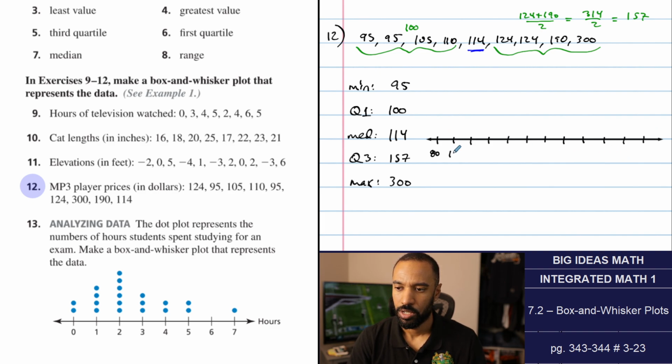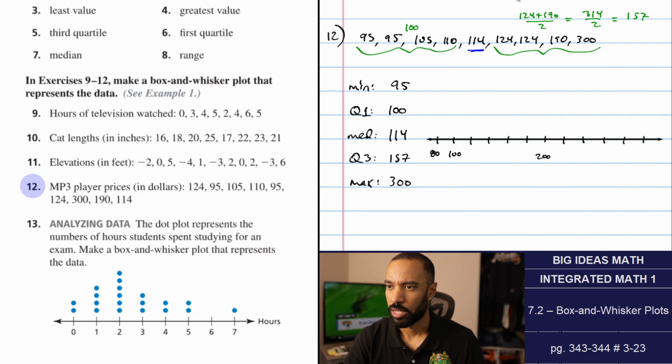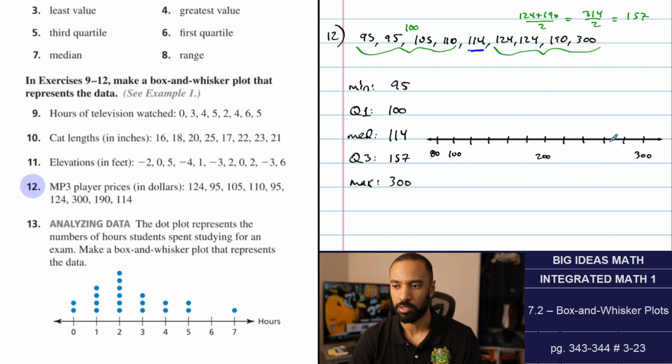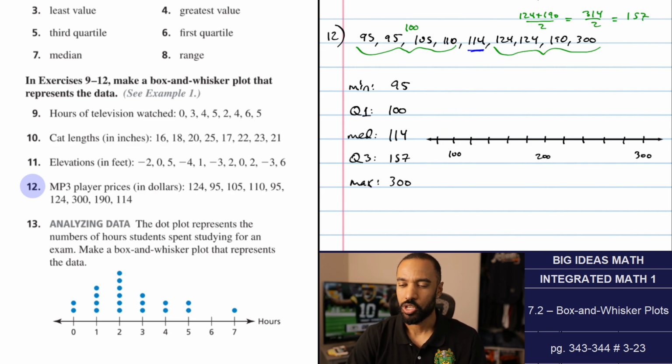Wait. 100, 120, 140, 180. Oh, I counted wrong. I must have counted something wrong the first time. 120, 140, 160, 180, 200, 220, 240, 260. Oh, that is 300. Okay. I did something a little different the first time. I'm going to erase the 80 just so I'm only putting the hundreds on there. So let's still do this. You know, this is 80 though, right?